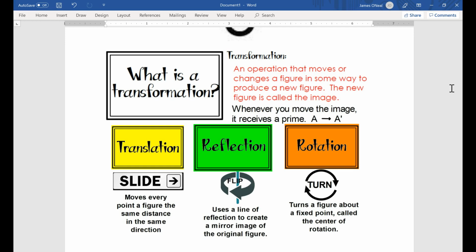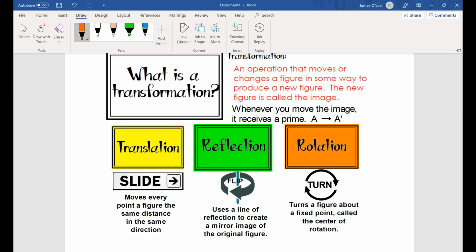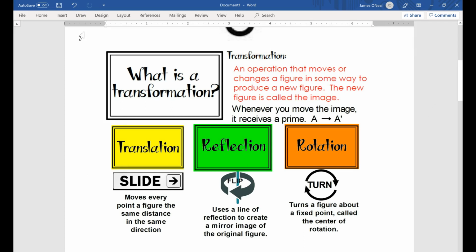A transformation is an operation that moves or changes a figure in some way to produce a new figure. The new figure is called the image. All right, I'm underlining this.